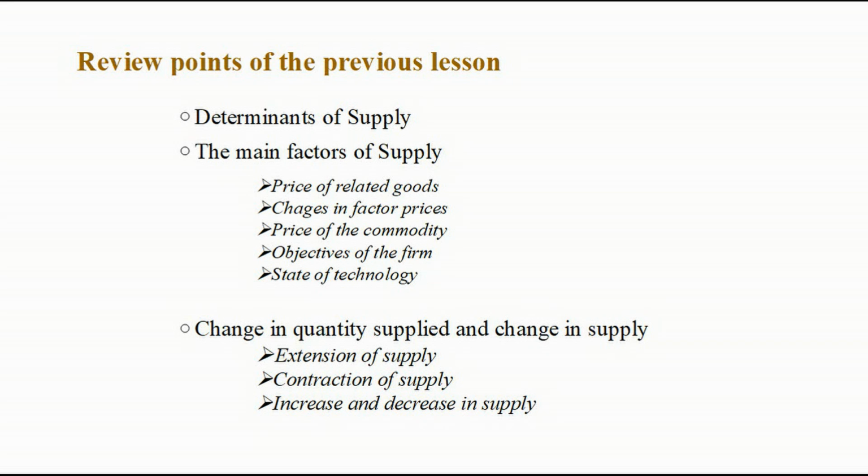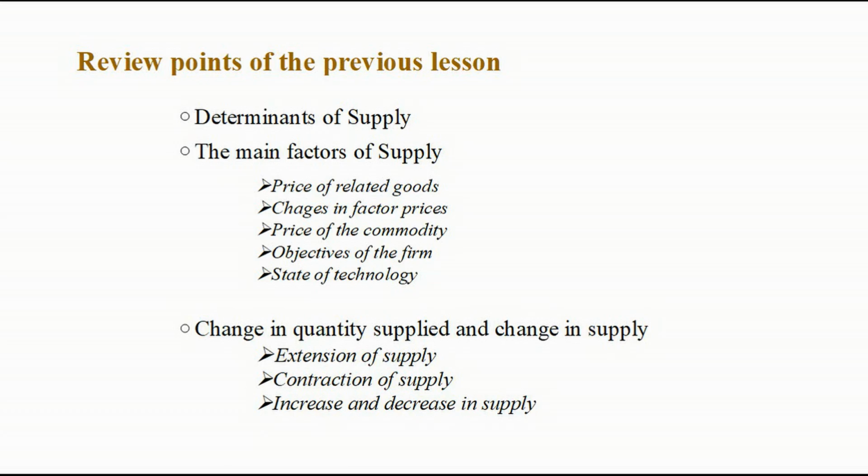In the determinants of supply, we have listed a number of factors. Factors like price of the commodity, price of related goods, change in the factor price, objective of the firm, state of technology, and other relevant factors are there. All these factors determine the amount of commodity which producers or sellers supply to the market. The other part is the difference between movement along the supply curve, or changing quantity supplied, and shift in the supply curve, or change in supply.